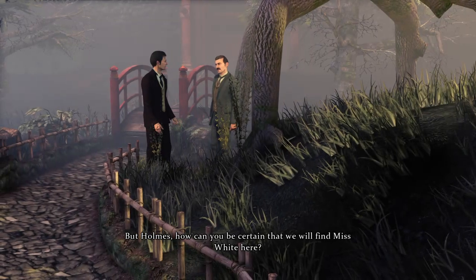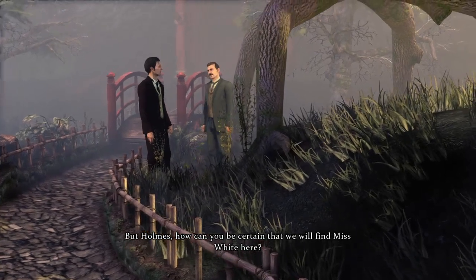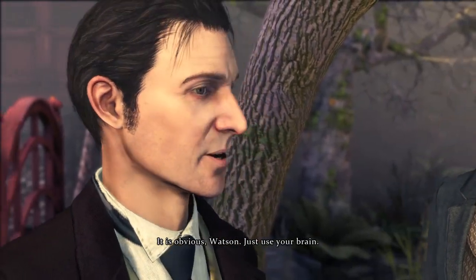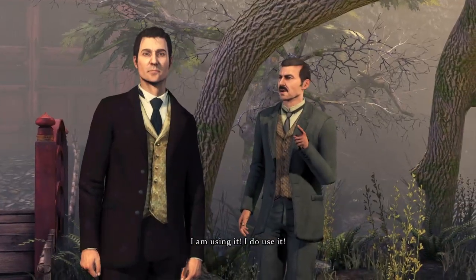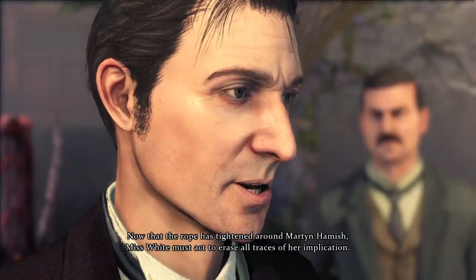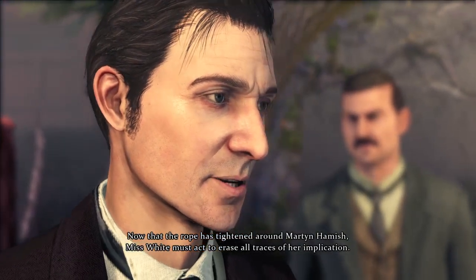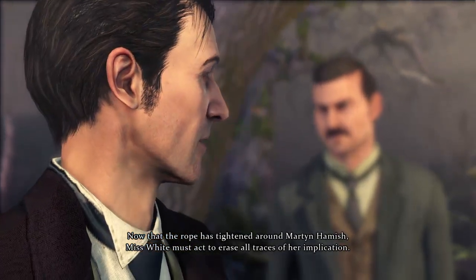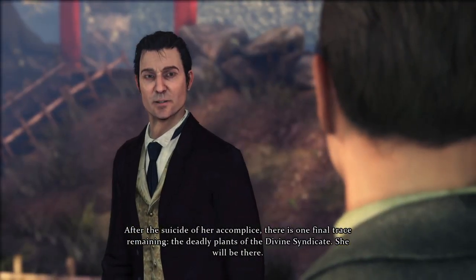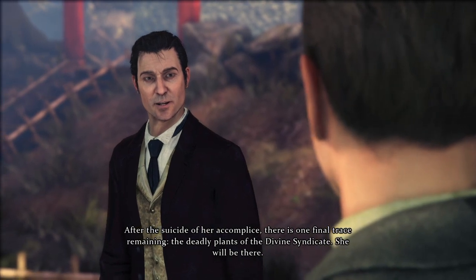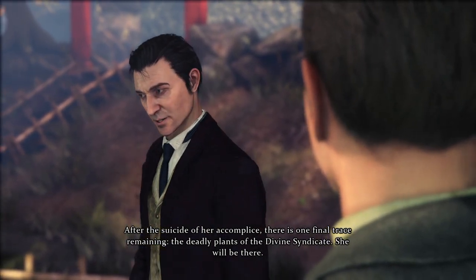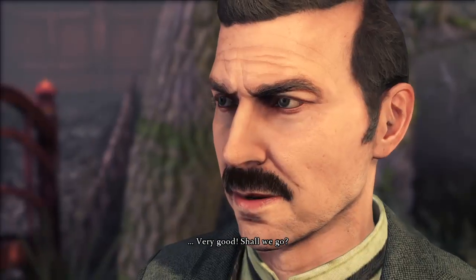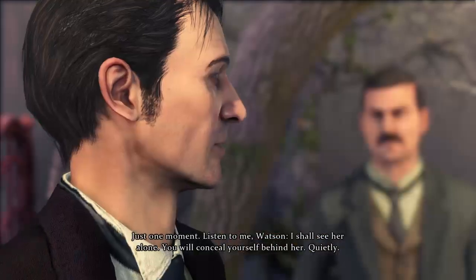But Holmes, how can you be certain that we'll find Miss White here? It is obvious, Watson. Just use your brain. I am using it. Now that the rope has tightened around Martin Hamish, Miss White must act to erase all traces of her implication. After the suicide of her accomplice, there is one final trace remaining: the deadly plants of the Divine Syndicate. She will be there. Very good. Shall we go?